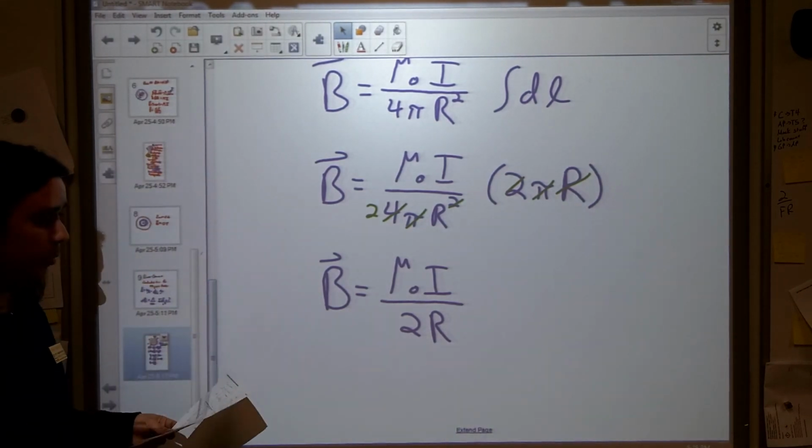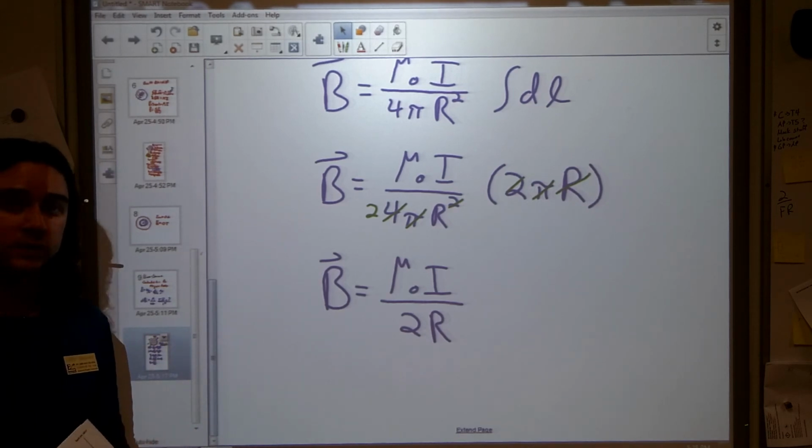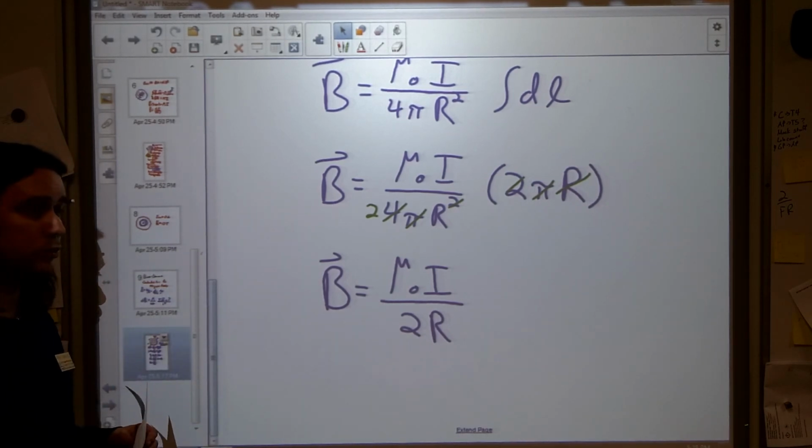All right. There are a couple of other geometries that you can play with. Feel free to check some online, but this is just a rundown on how to use Biot Savart.